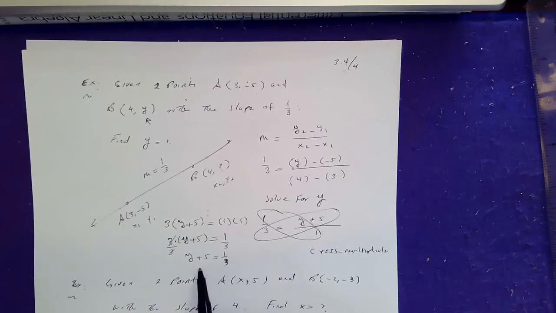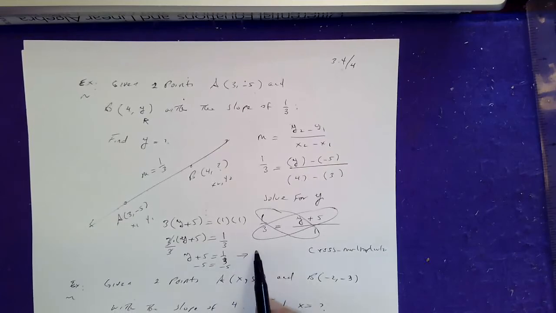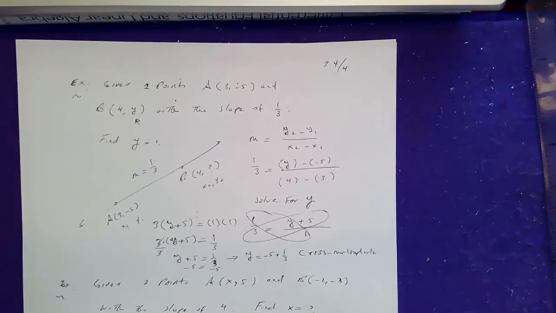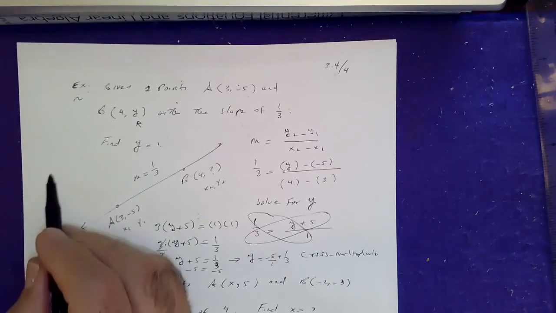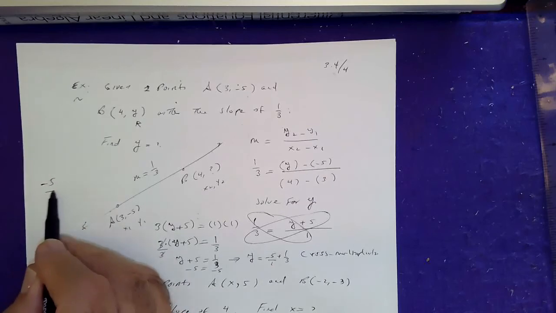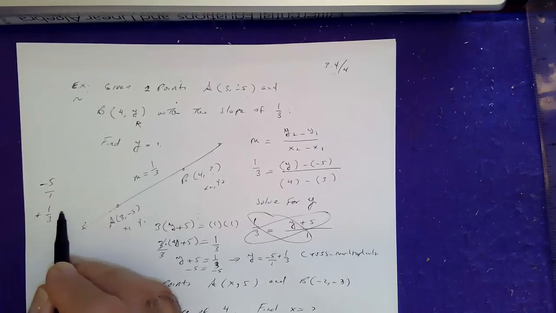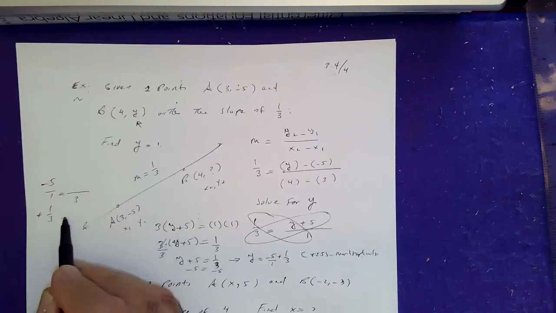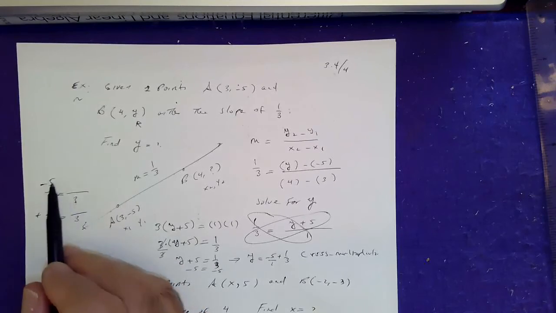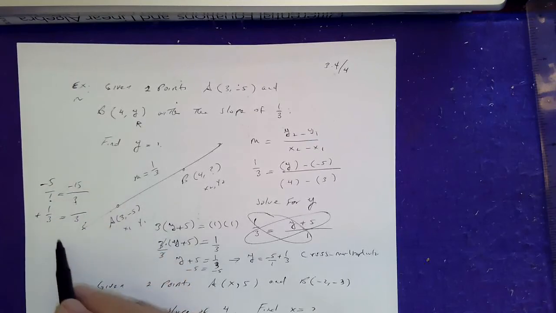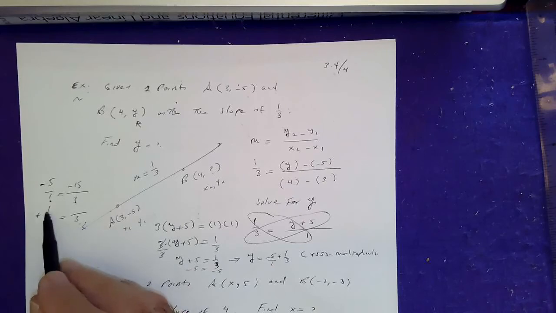And now the only thing left is what? Subtract 5 from both sides. When you do, you get -5 plus 1/3. Okay, give a denominator of 1 to 5. So what is -5 over 1 plus 1/3? Well, the lowest common denominator is 3. 1 goes into 3 three times. 3 times -5 is -15. 3 goes into 3 once. 1 times 1 is 1.